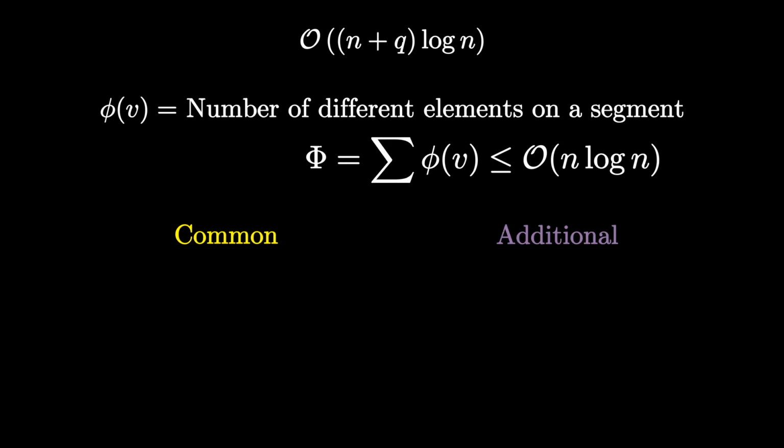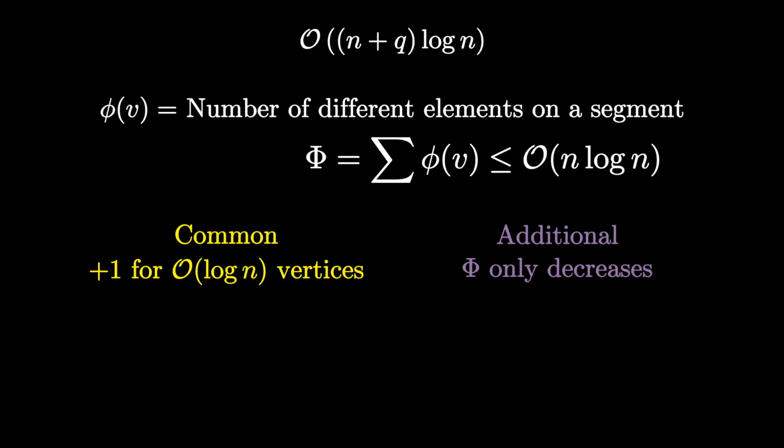max. At the same time, for additional vertices, the number of different elements only decreases, because the two maximums are glued together, but it definitely can't increase. Therefore, the potential increases only for common vertices, with the only new value that can appear being x, because each element either doesn't change or is replaced by x. Thus, the potential can only increase in O of log n common vertices, and for each such vertex, it increases by at most 1. Therefore, phi plus isn't bigger than O of q again.